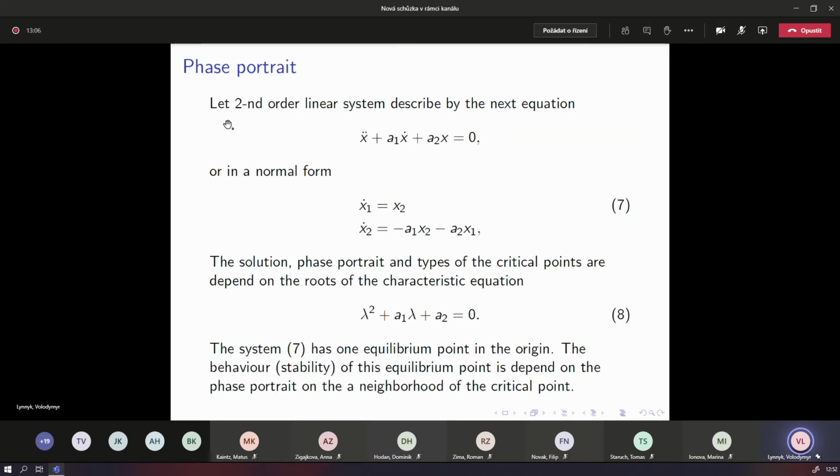Okay, phase portrait. Let's take a second order linear system described by the next equation.